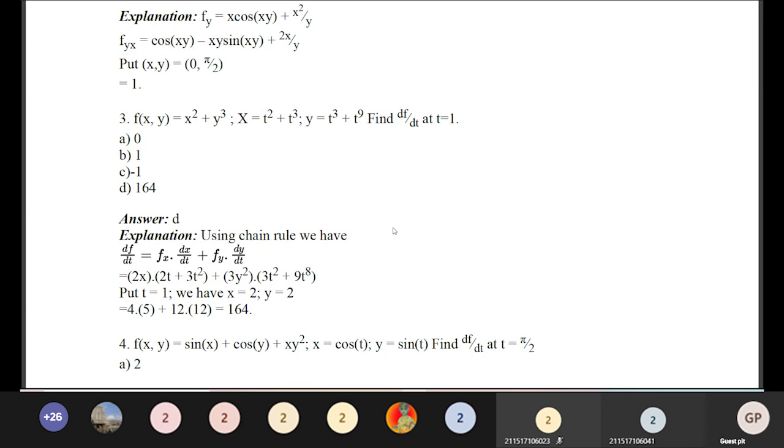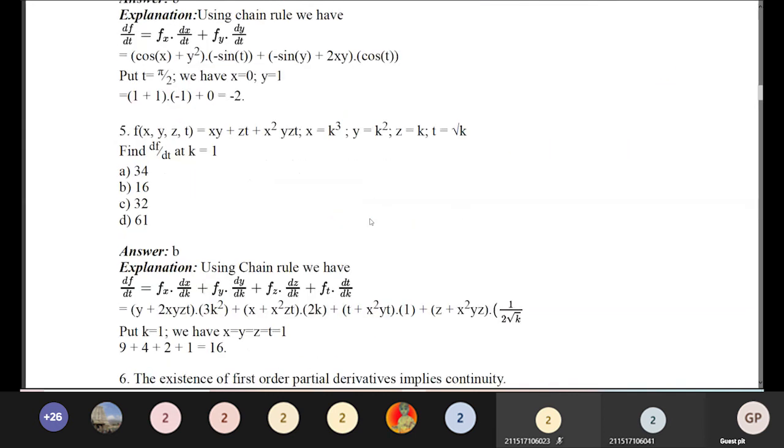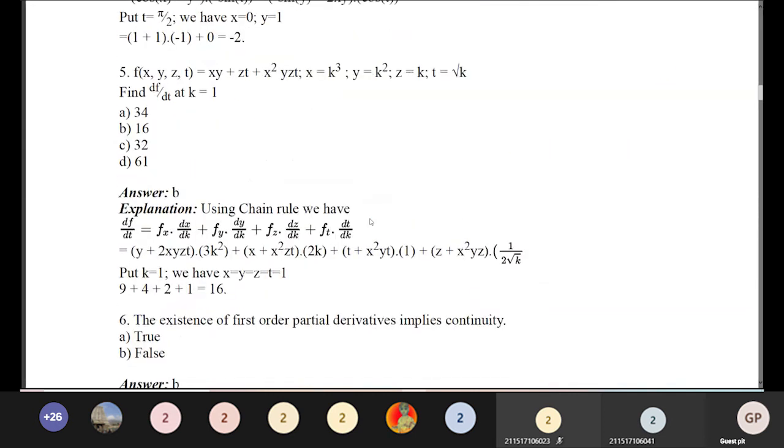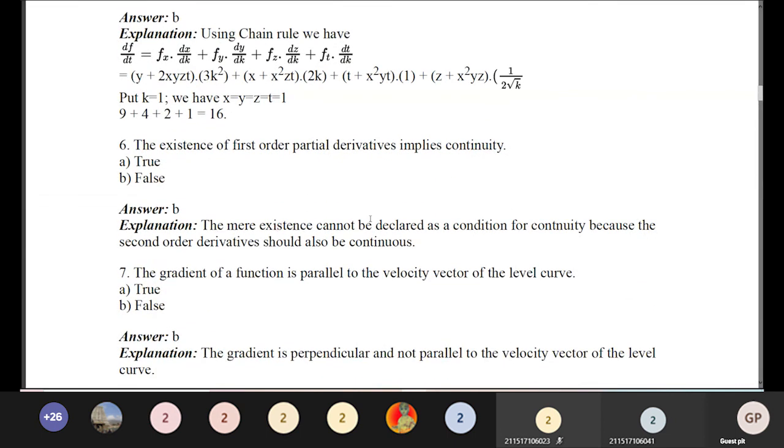f of x comma y is equal to sin x plus cos y plus xy square, where x is equal to cos t and y is equal to sin t. Find df by dt, an ordinary differentiation. We have to use the chain rule again. Three variables, again chain rule. There is a rule: the existence of first order partial derivatives implies continuity. It is false.